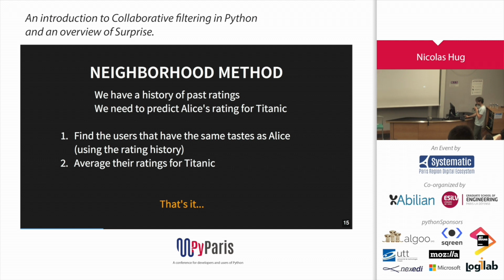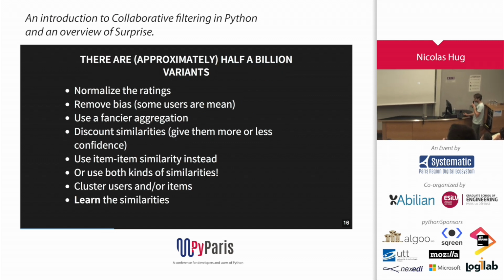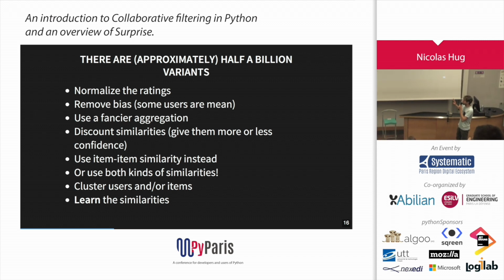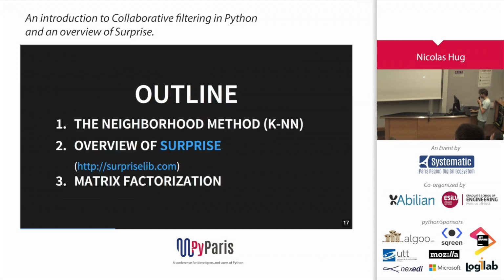So, is that it? No. You can do about 5 million more things. I won't go into the detail of this, but a very classical thing to do is, rather than compute similarity between users, you can compute similarity between items. You can do both at the same time. You can learn the similarities instead of using a heuristic such as cosine similarity. You can do tons of things. I won't go into the detail, but I just gave you the basic idea, I think, or I hope. All right, so that's it for the neighborhood method.